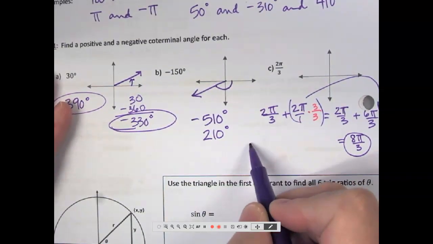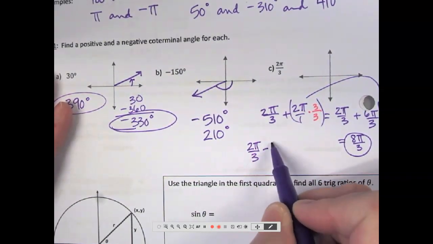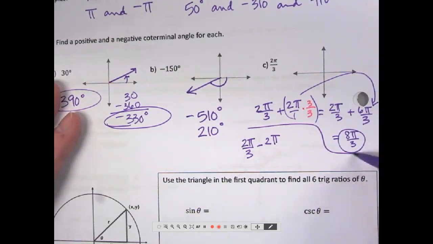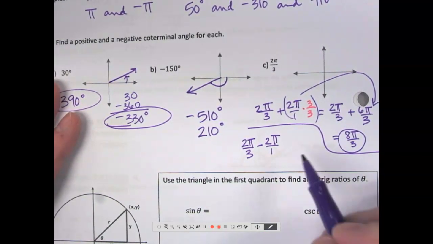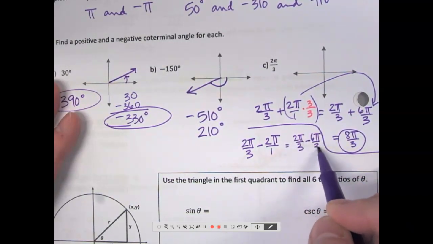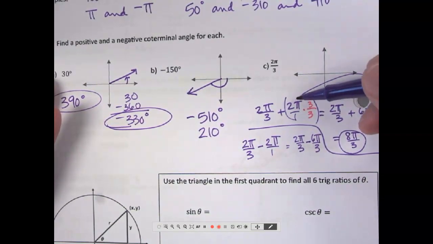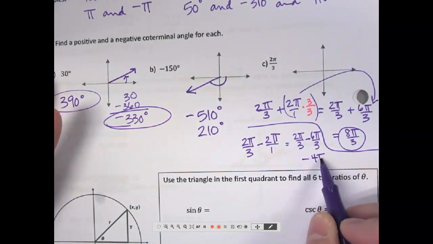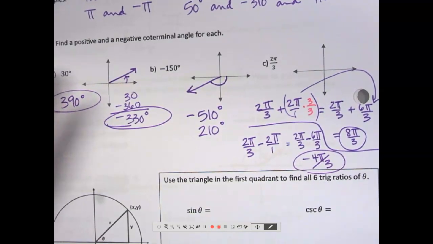So let's do 2 pi over 3 minus 2 pi. So that's 2 pi over 1. That's 2 pi over 3 minus 6 pi over 3. And I know where I got that because I did that little common denominator thing above, so I'm just borrowing that number that I got. And now I can subtract my like terms. 2 pi minus 6 pi is negative 4 pi over 3. Just fractions. Questions?